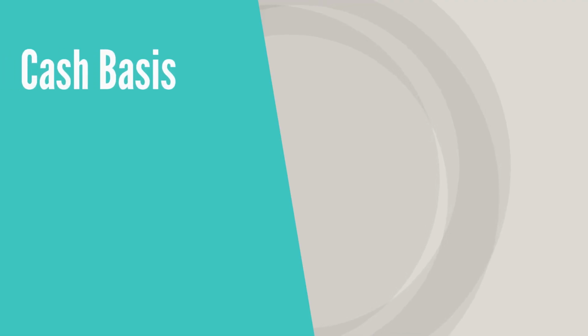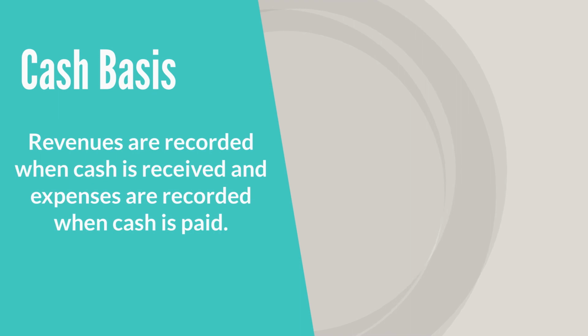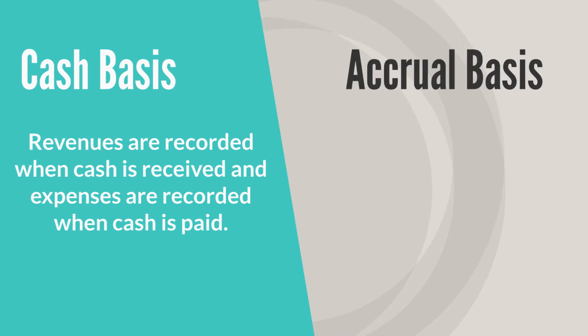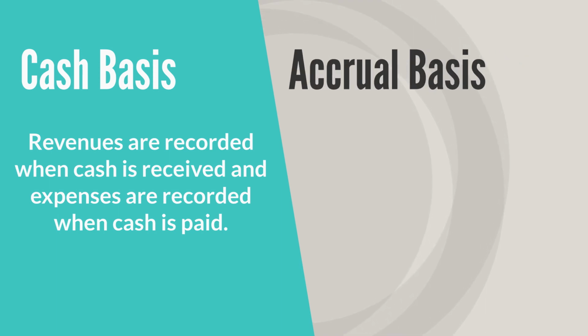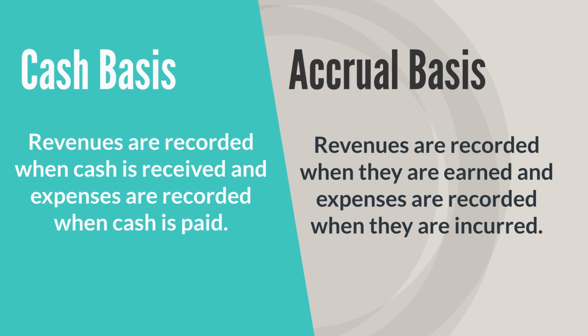To summarize, under cash basis accounting, revenues are recorded when cash is received, and expenses are recorded when cash is paid. Whereas under accrual basis accounting, revenues are recorded when earned, again when the services have been performed or the goods have been delivered, and expenses are recorded when incurred.